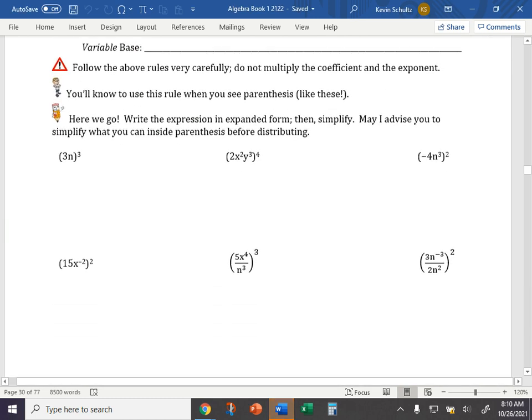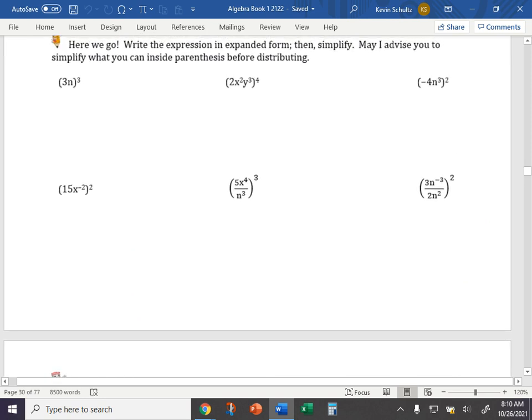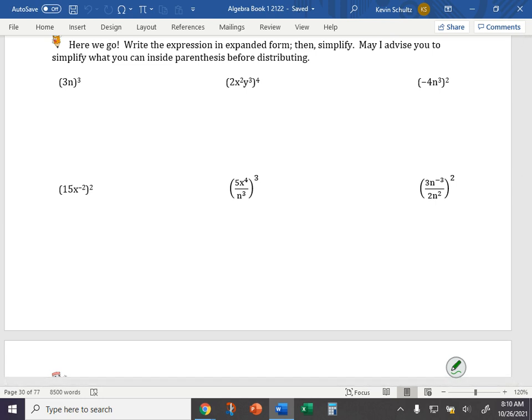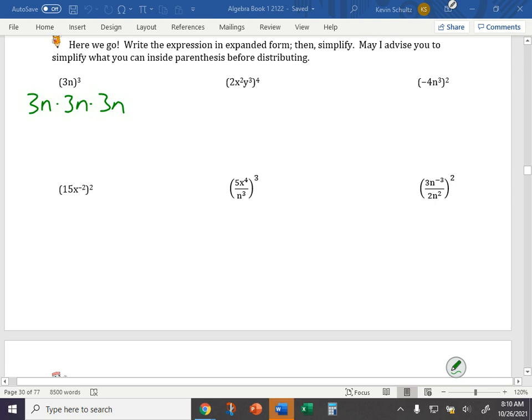All right. Looking at some examples here. Again, you're going to be annoyed with me because I'm going to make you write this out in expanded form on the first page for the first 6, but then not on the second page. 3n cubed. What's being cubed here is that 3n. So we have 3n times 3n times 3n.